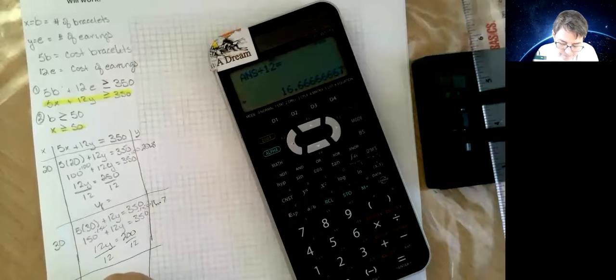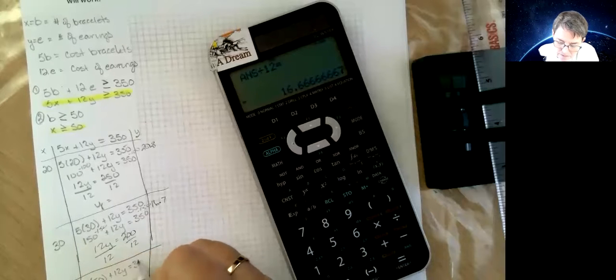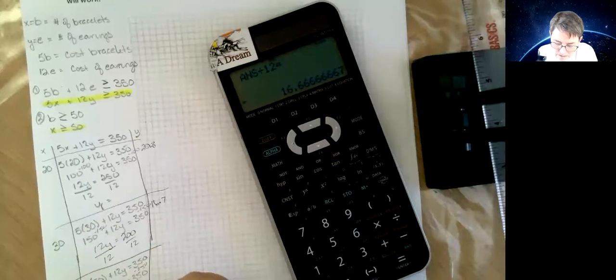Now, I know I need x to be greater than 50, so I better get 50 on my graph, right? 5 times 50 plus 12y is 350. 5 times 50 is 250 plus 12y, 350 minus 250 minus 250. 12y is 100.